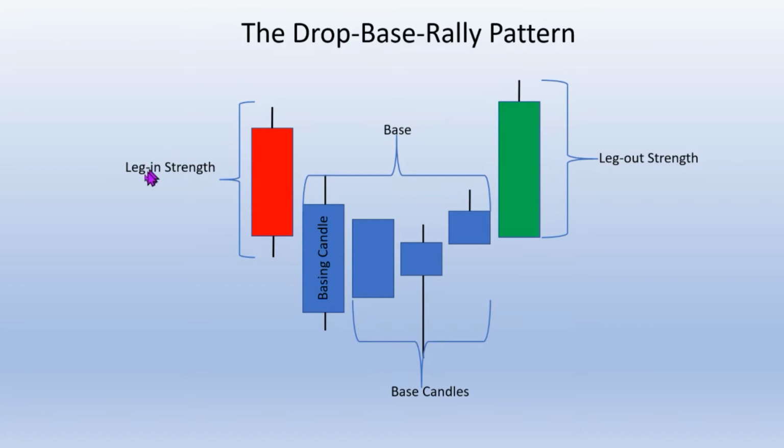For a quick addition, the leg in strength is based on the ATR of the prior number of candles you've chosen, the default is 14. It would compare the leg in strength and the leg out strength based on your settings.